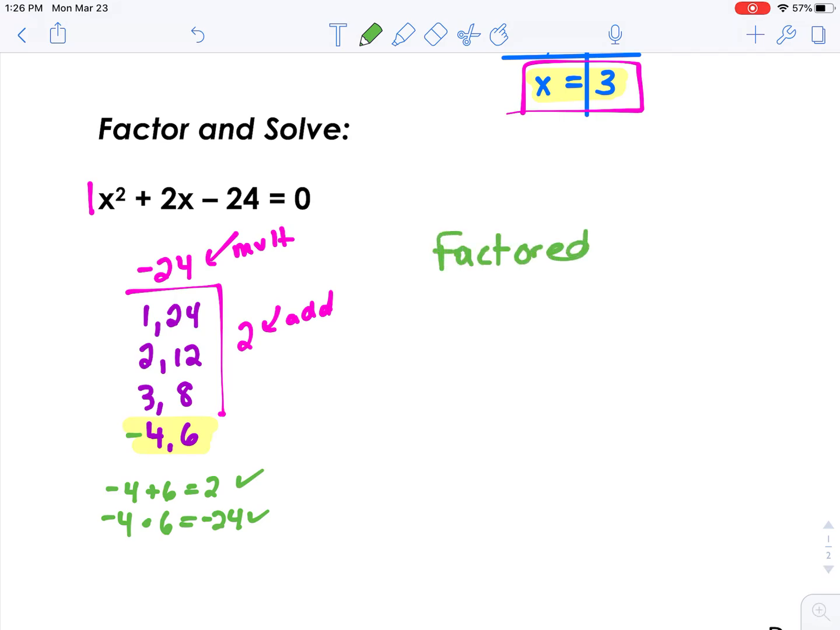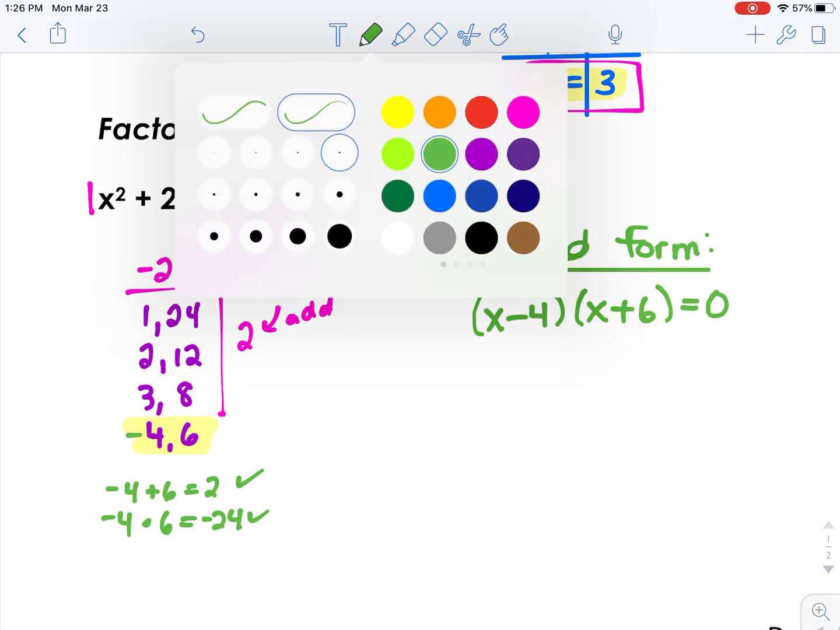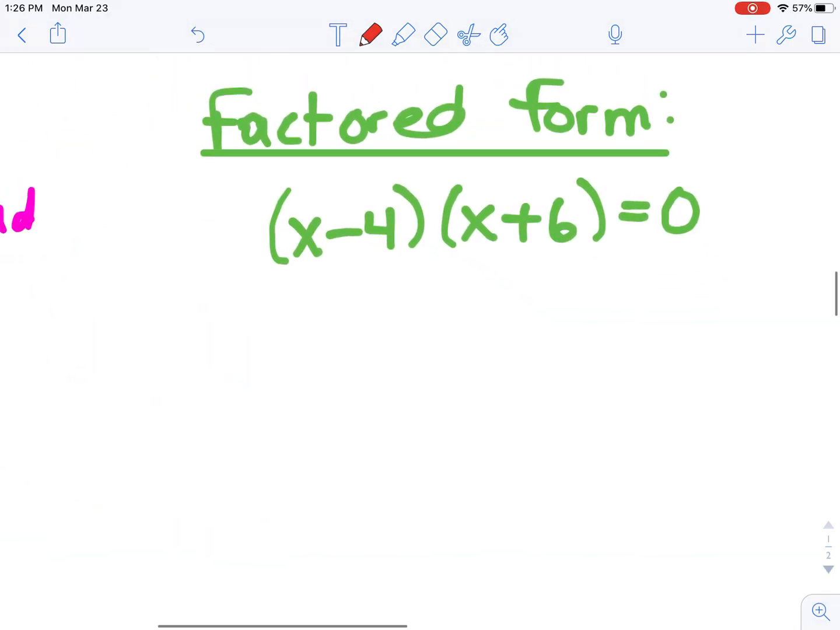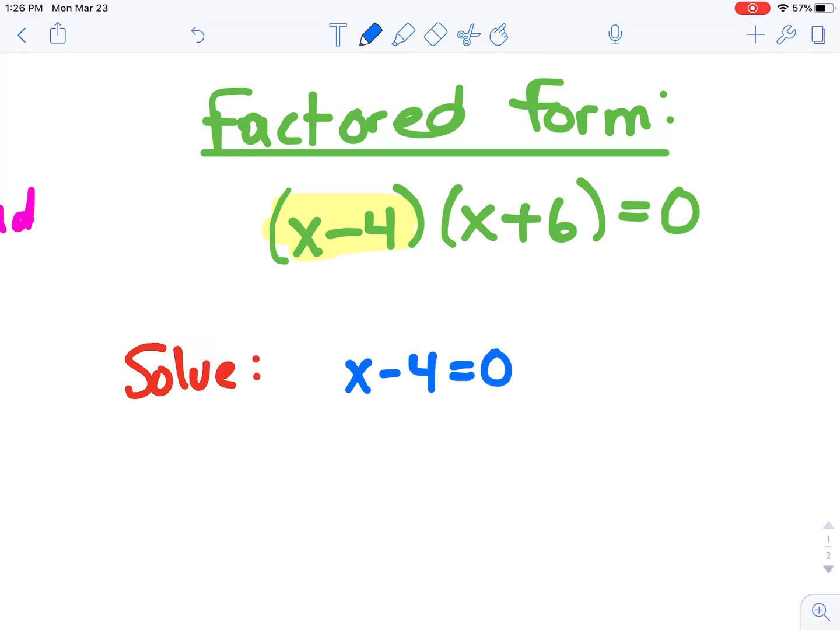Our factored form is writing it with our parentheses. And writing with our parentheses will be x minus 4 and x plus 4. I'm sorry, x plus 6. And now if they want us to solve, remember to solve, we're just going to take each parenthesis and set it equal to 0. And then we go and take the other parenthesis and set that one equal to 0. And then we're going to solve each of them separately.